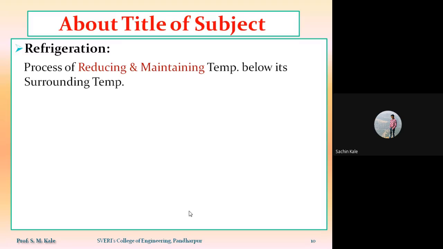So, in case of cooling, we are reducing the temperature up to the surrounding temperature, whereas in case of refrigeration, we have to reduce and maintain the temperature below its surrounding temperature. That means whenever we keep a water bottle inside the fridge, initially the temperature of the water will be equal to the atmospheric temperature, because we take the water from the atmosphere. When we keep that water inside the fridge, its temperature goes on decreasing below the surrounding temperature. That process is called a refrigeration process.